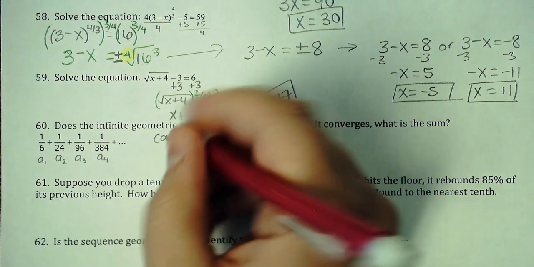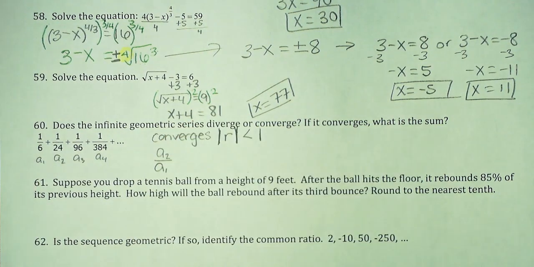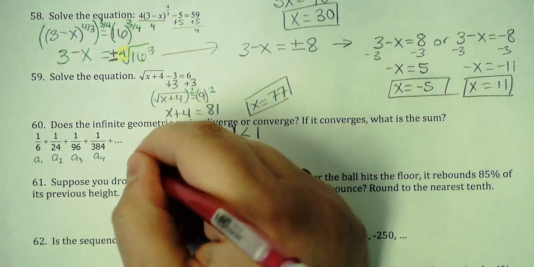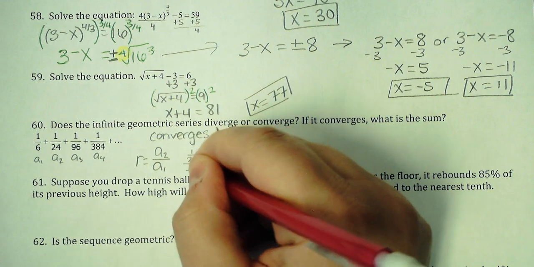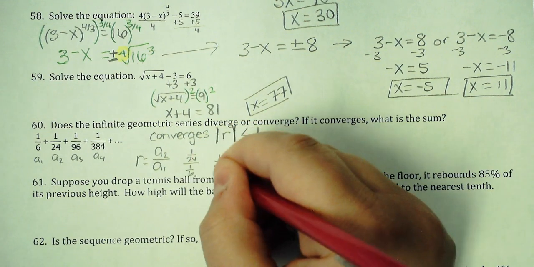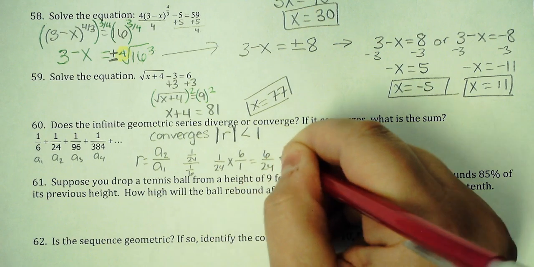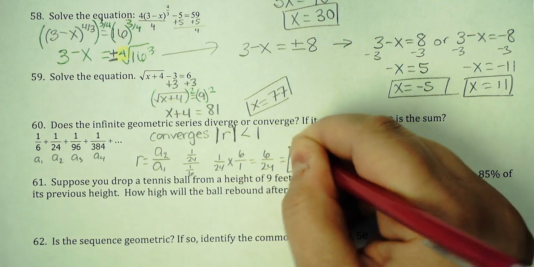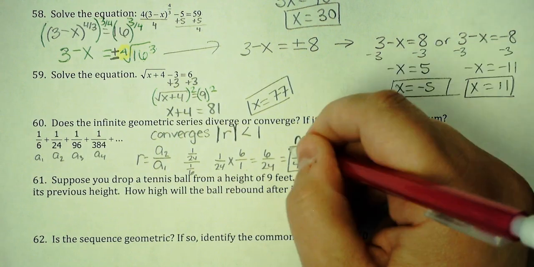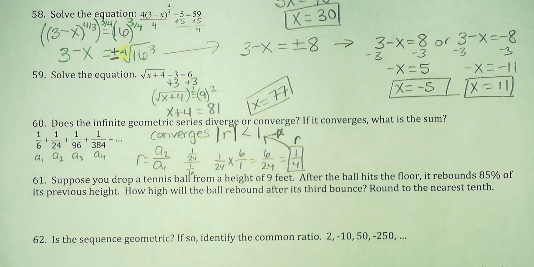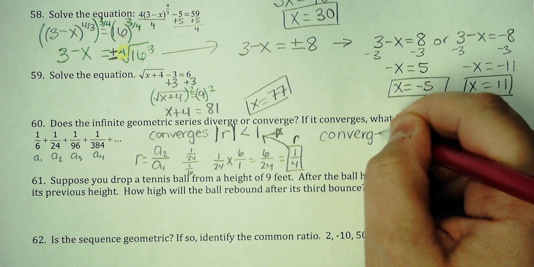If you take any term, I'm just going to take the second term, and divide it by the term before, that will give you the R value. So any term divided by the term before it. So if I do 1/24 divided by 1/6, I'm just going to do keep, change, flip. And this is 6/24. And when I write this, you could probably just tell from looking at the equation, but you are multiplying by 1/4. This is the R value. And this would fit into this category. So this is a series that converges.